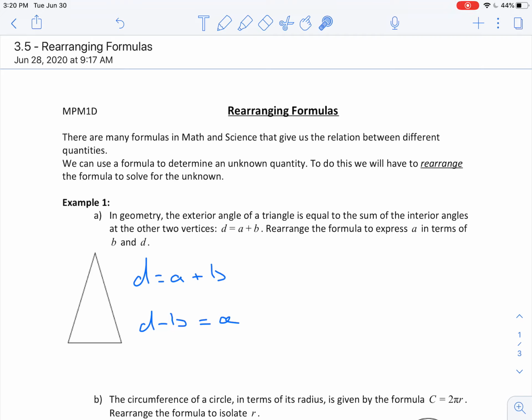Rearranging formulas. There are many formulas in math and science that give us the relation between different quantities. We can use a formula to determine an unknown quantity. To do this, we have to rearrange the formula to solve for the unknown. Basically what that means is we might have to move things around in order to solve for something that we don't know.